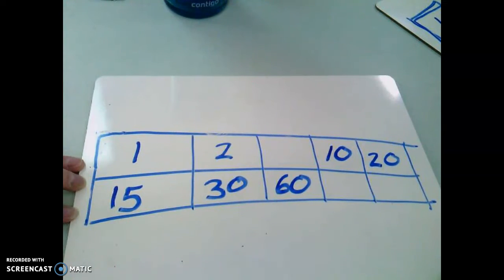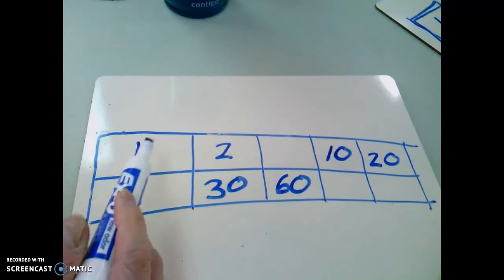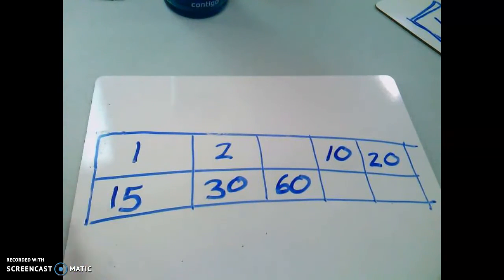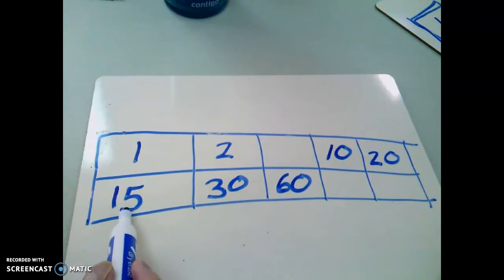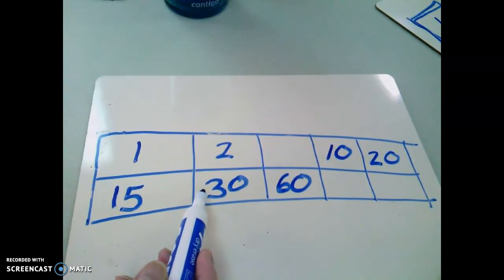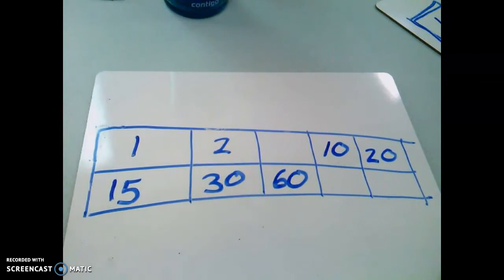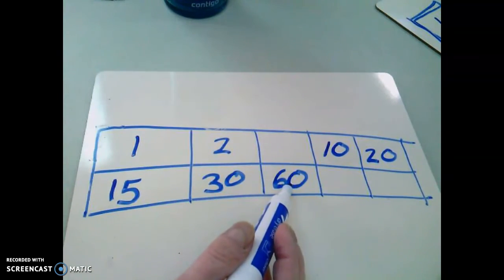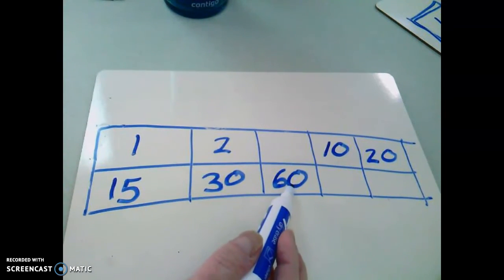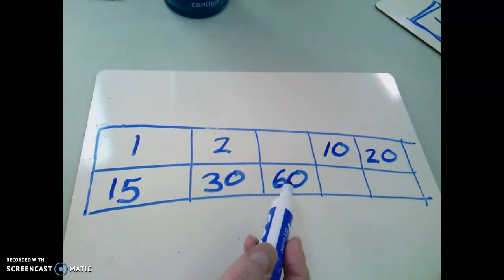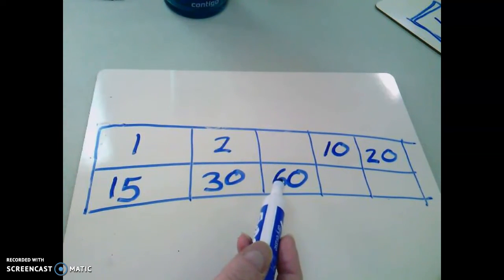But this one, it's done for us. So this time, if I have 1 on the top, I'm going to have 15 on the bottom. Okay, well now if I have 2 on the top, that's like 15 plus 15. Oh, that's going to be 30. Well now, let's see. I have 60. What does that mean? That means I have to figure out how many 15s it takes to get to 60.